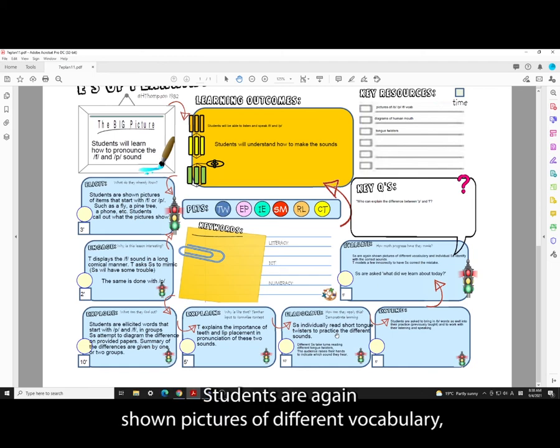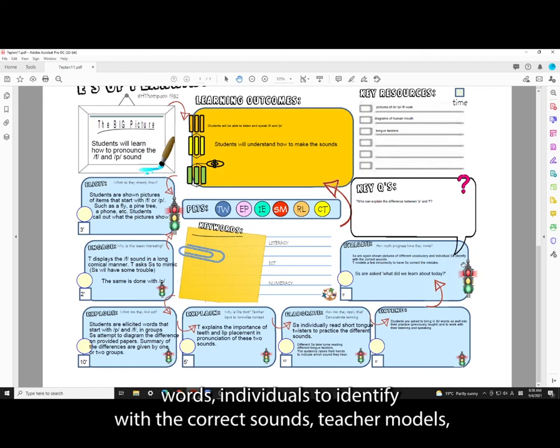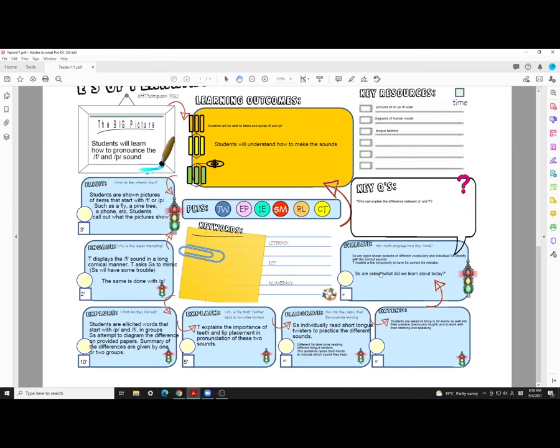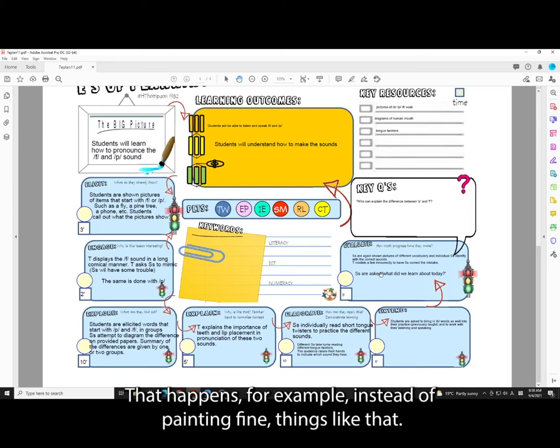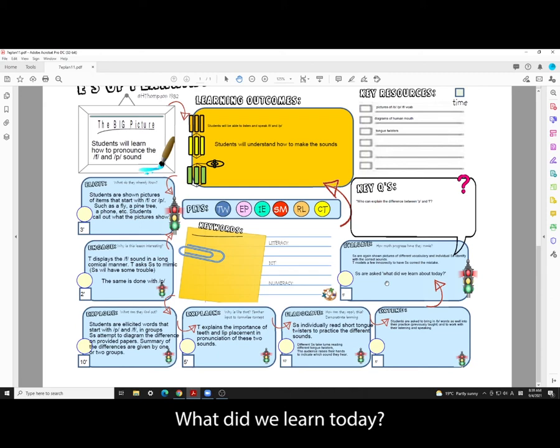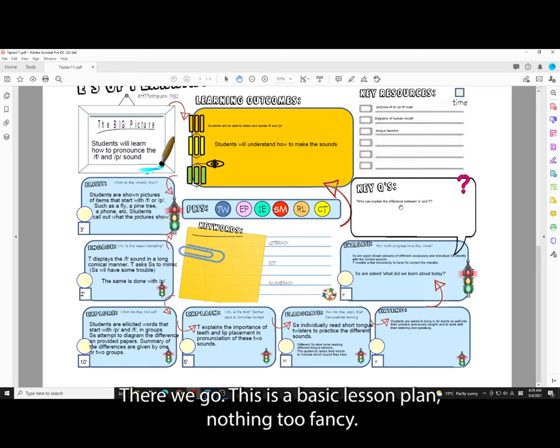Evaluate. Students are again shown pictures of different vocabulary words. Individually, students identify the correct sounds. Teacher models a few incorrectly to have students correct the mistake. That happens. For example, instead of pine, saying fine, things like that. Students are then asked the big question, what did we learn about today? What did we learn today? And then key questions, who can explain the difference between P and F? There we go. This is a basic lesson plan, nothing too fancy.